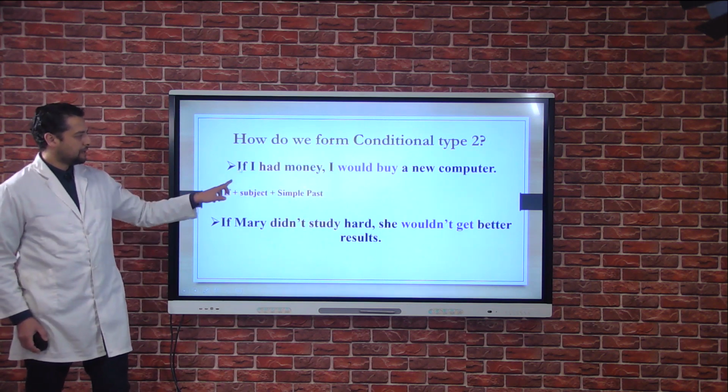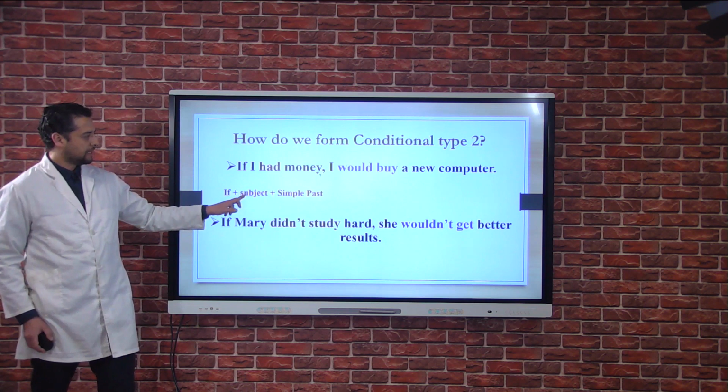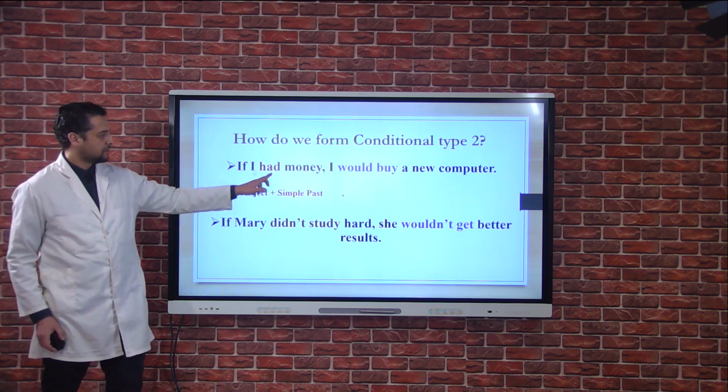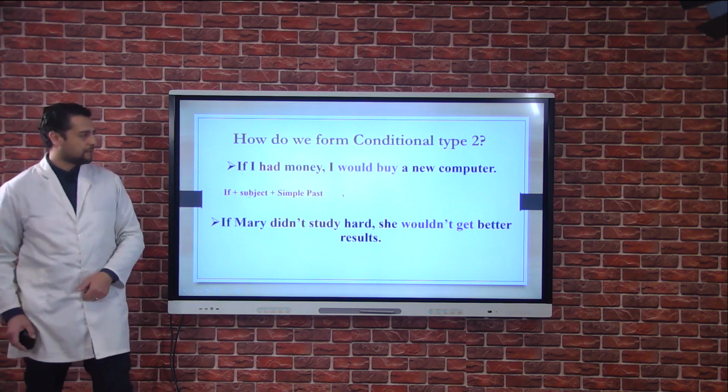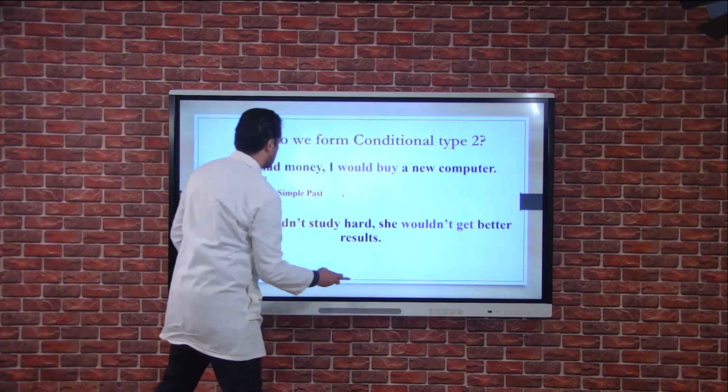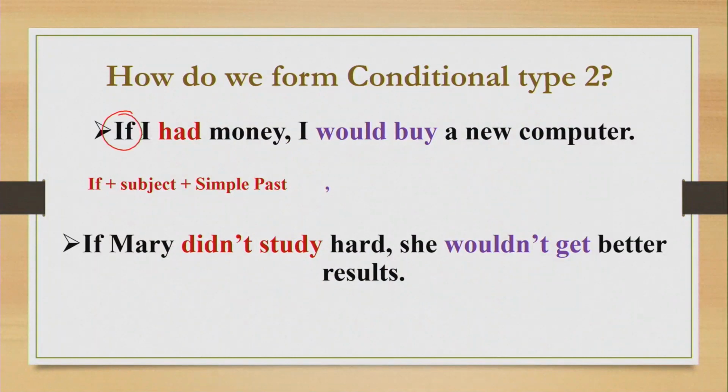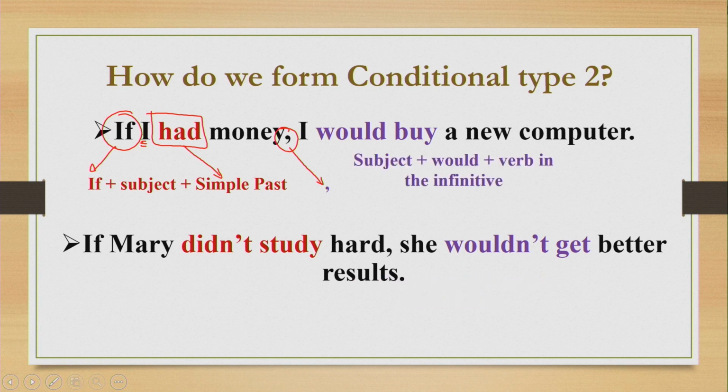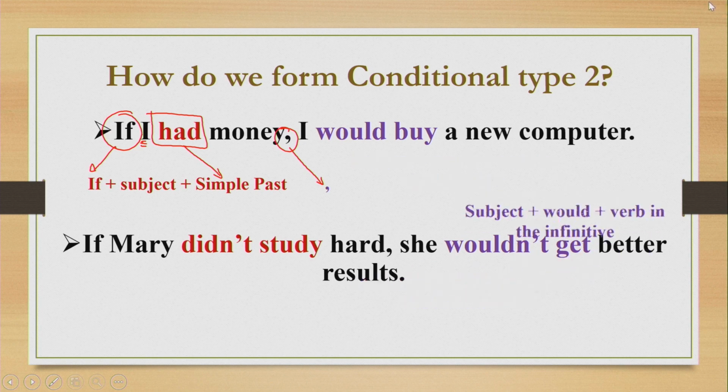As you can see, we have "if" followed by a subject. Then we have the verb, which is conjugated in the simple past. Here we have "had", which is the simple past of the verb, and before it, of course, we have the subject. Then, as you can see, we have a comma. Now, this is the first part of the rule of conditional type 2.